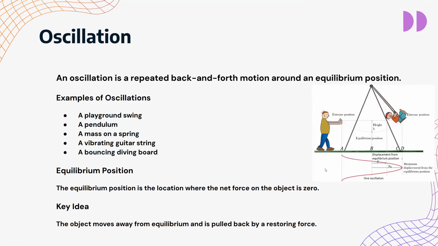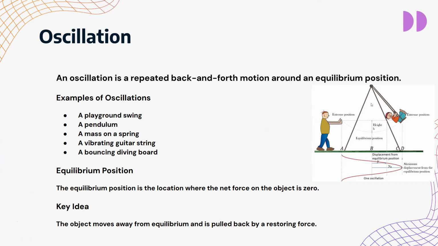The equilibrium position is the location where the net force on the object is zero, where there's no force pushing on it in any direction. On a spring, it's where it's sitting still, where the spring is not pushing on it or any other force. The key idea is the object moves away from the equilibrium and is pulled back by some restoring force, like a spring or gravity.